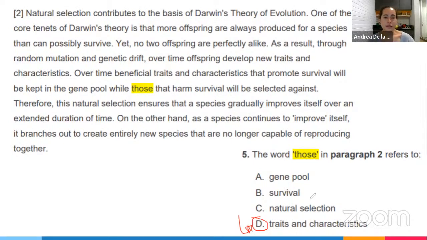So we can solve this by just reading, like we did before. We go back to the question, to the sentence where the word is. We read it, and it says, over time, beneficial traits and characteristics that promote survival will be kept in the gene pool, while those that harm survival will be selected against. So we're definitely talking about traits and characteristics. And it's kind of like a parallel situation.